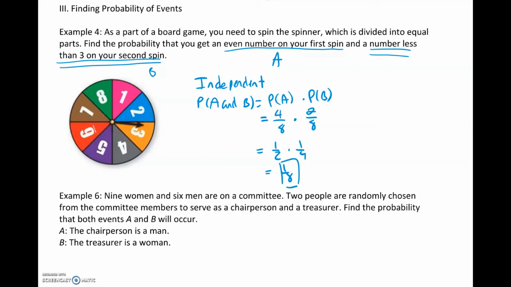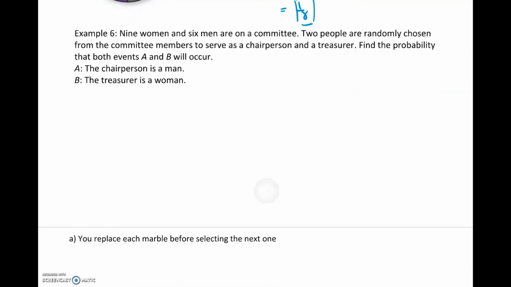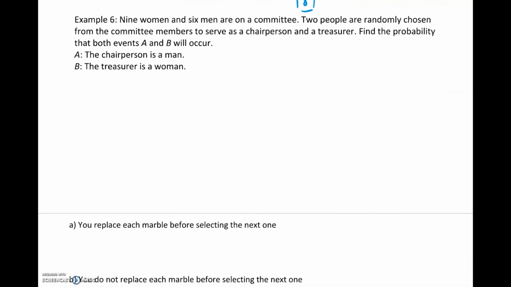So again, can't stress enough, the first thing you want to do is ask yourself independent or dependent. And how do you know? If you change the sample space after A happens. Okay? So, I don't know what happened to my numbering, but the next example says example 6 when I guess it should be example 5. Oh no, example 4 should have been 5. So this is right, example 6.